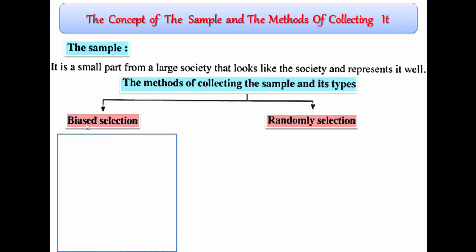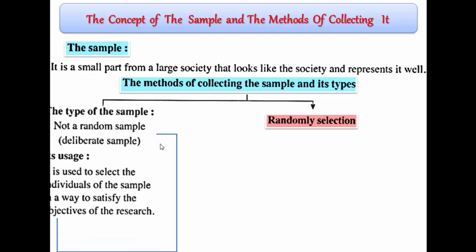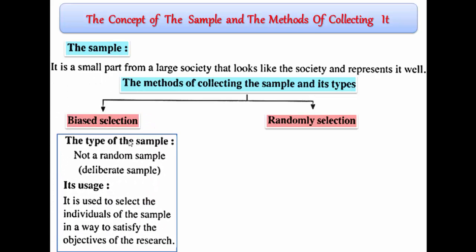What about base selection? The type of the sample: not a random sample, a deliberate sample. Its usage: it is used to select the individuals of the sample in a way that satisfies the objective of the research. Random selection.